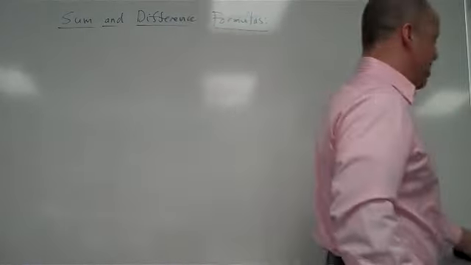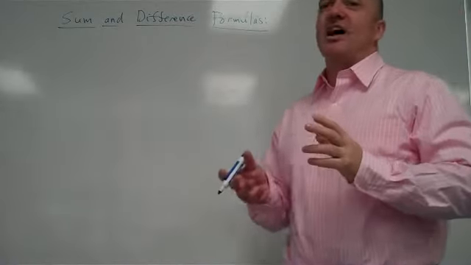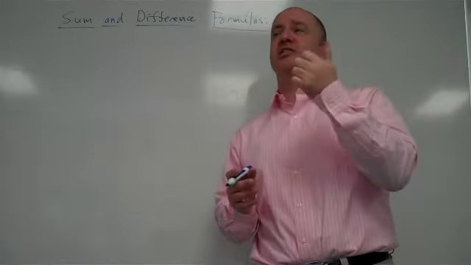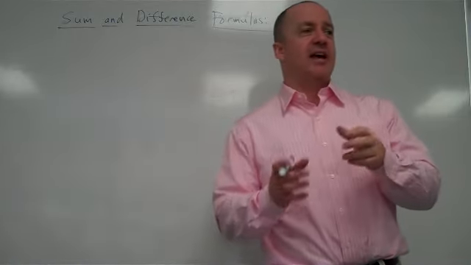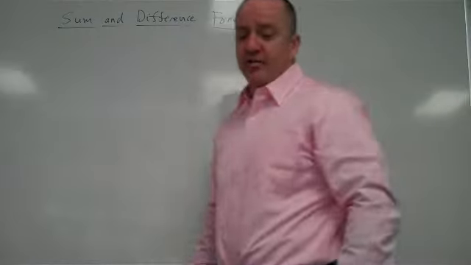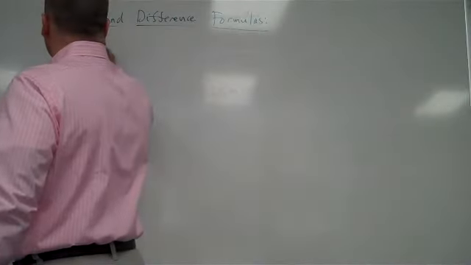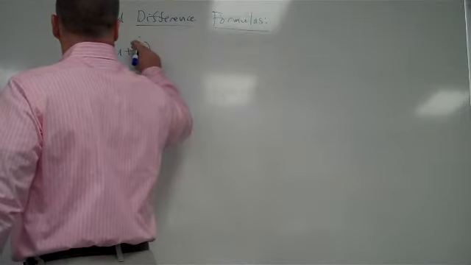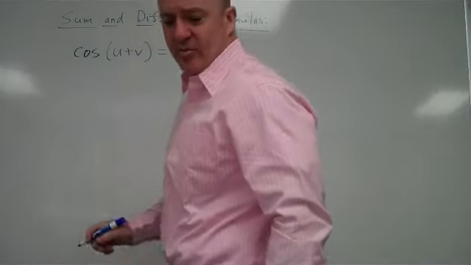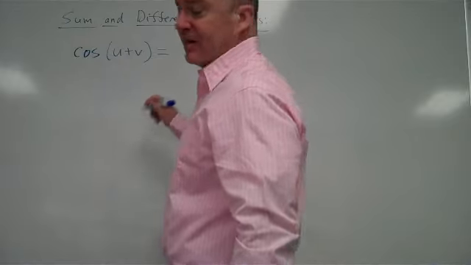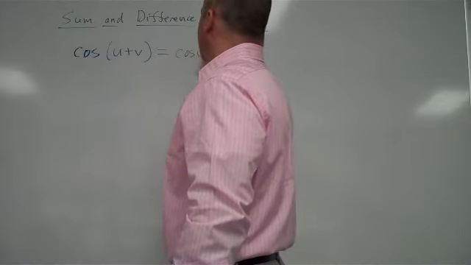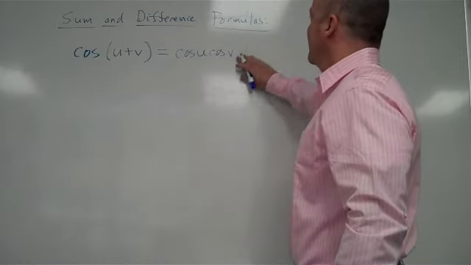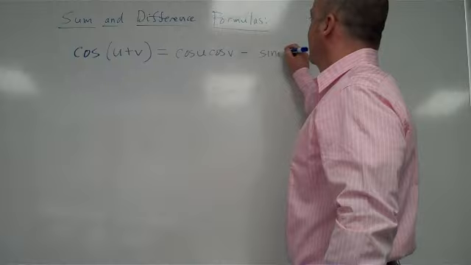Okay, next one is cosine. For the sines, it was the sine of u plus v is sine u cosine v plus sine v cosine u. There were sines and cosines mixed up. For the cosine formulas, the sines and cosines stay together; they don't mingle. They're segregated. It's a little bit sad. Cosine u, cosine v, minus sine u.